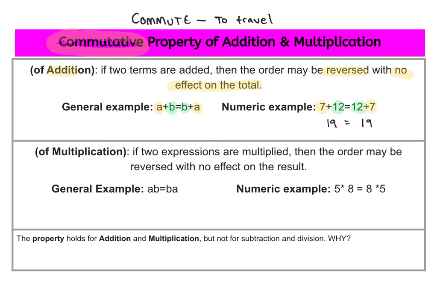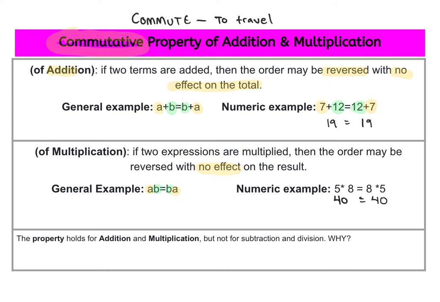This property also holds true with multiplication. If we have two expressions being multiplied, the order may be reversed with no effect to the result. A general example: any quantity A multiplied by any quantity B is going to be the exact same value as that same quantity B multiplied by that same quantity A. The numeric example: 5 times 8 equals 40, just as 8 times 5 equals 40. Those expressions can change position without changing the value of the equation.